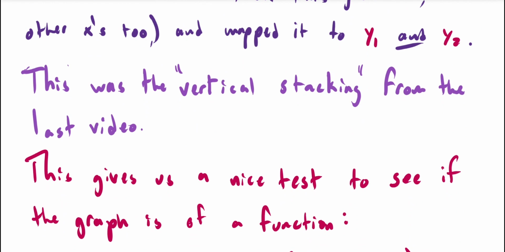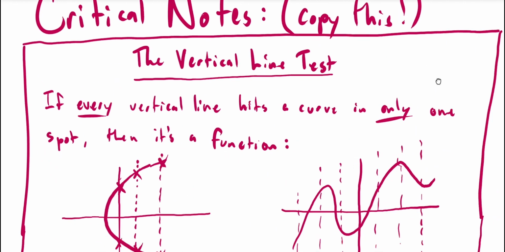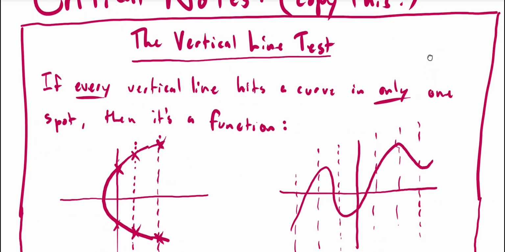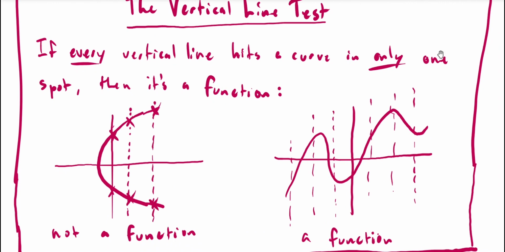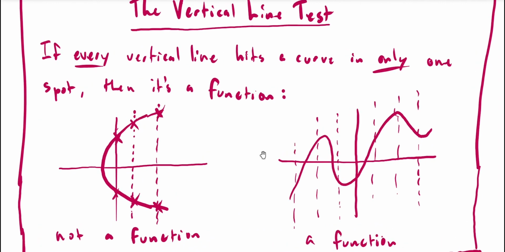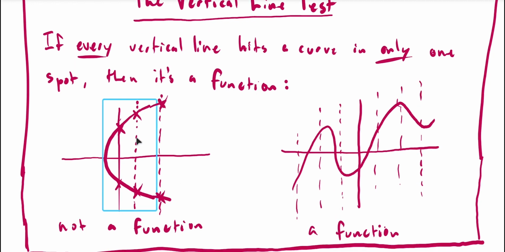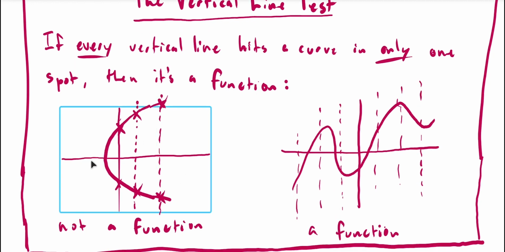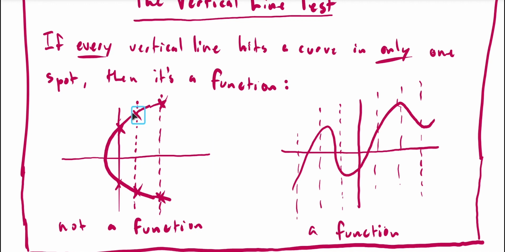And this gives us a nice test to see if the graph of a relation is a function. These are critical notes as well. I want you to copy this. This is the so-called vertical line test. The vertical line test says if every vertical line hits your curve in only one spot, then it's a function. But if even a single vertical line hits your curve in 2 or more places, it is not a function.